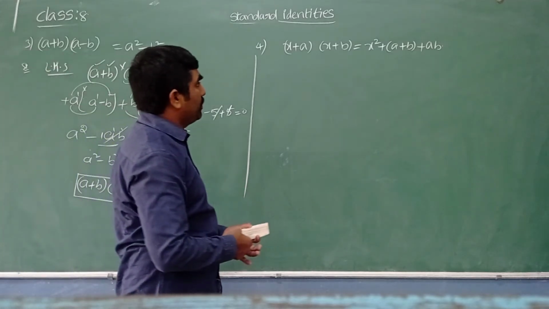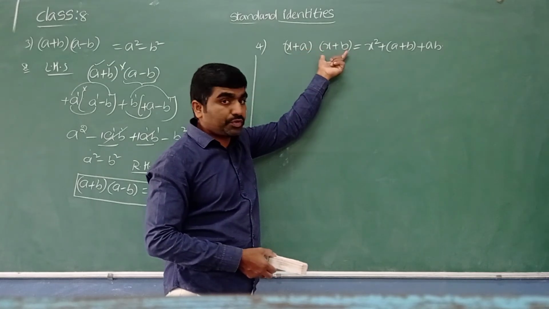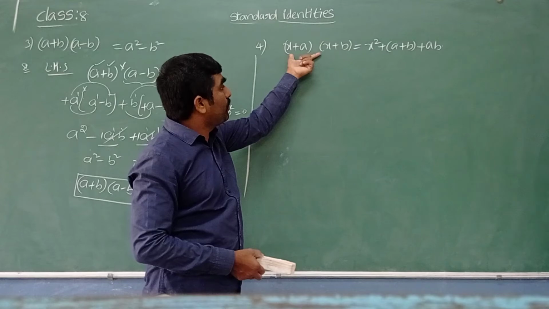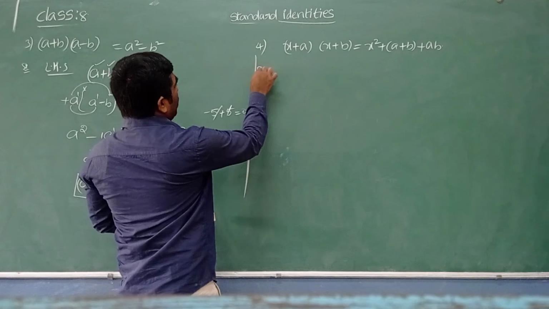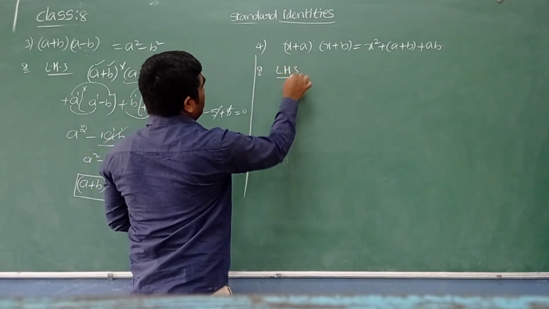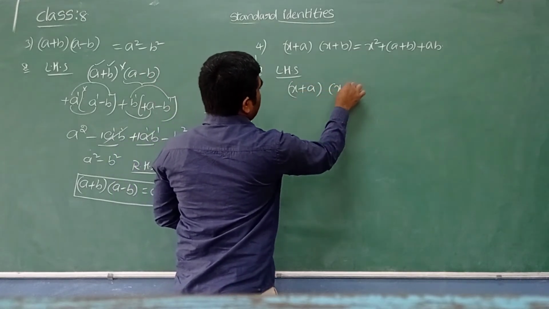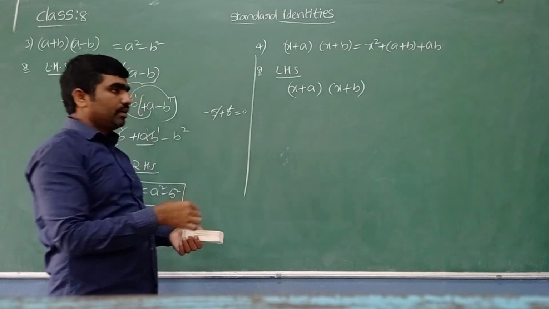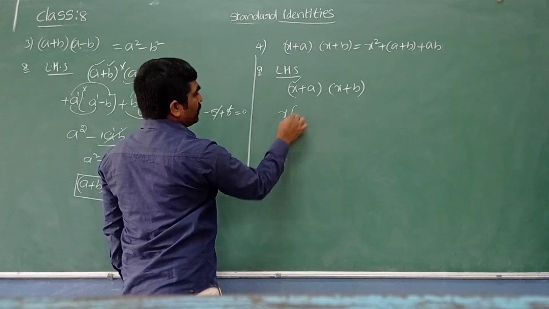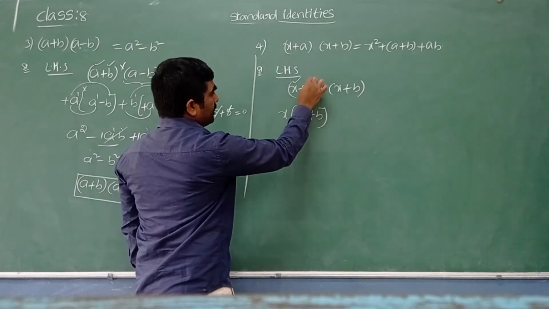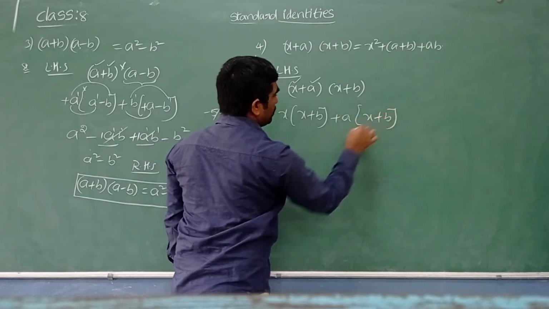Now let's see one more identity, (x + a)(x + b). Even this we can use to find the product of two binomials when their first terms are equal and second terms are different. Now let's see the proof of this identity. Let me take the LHS part, the left hand side part, which is (x + a)(x + b). Now multiply both the binomials. First term multiplied with the second binomial, x into x + b, and the second term is multiplied with the second binomial, which is plus a into x + b.